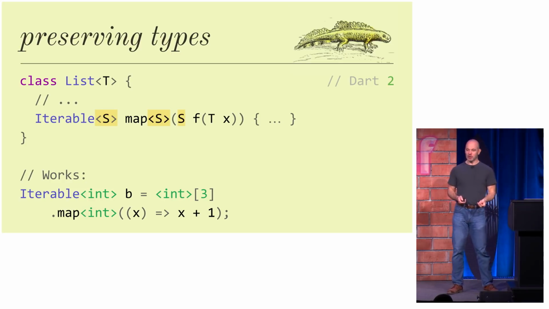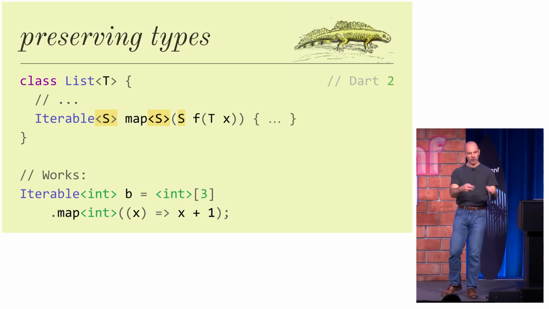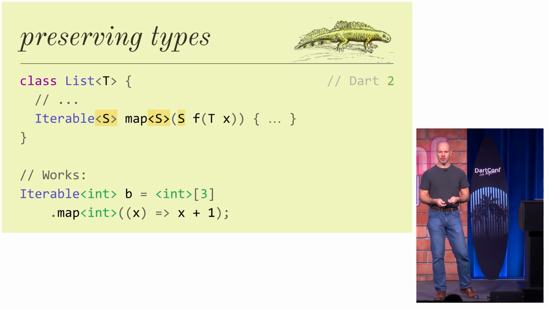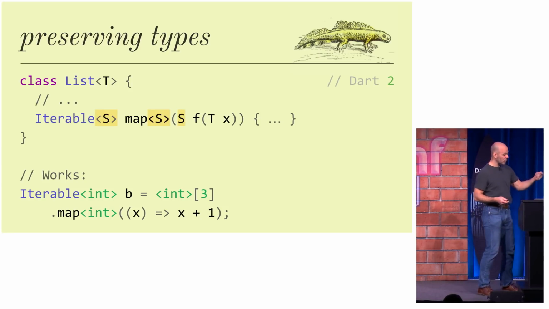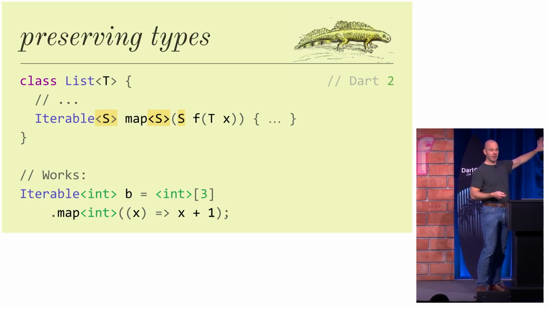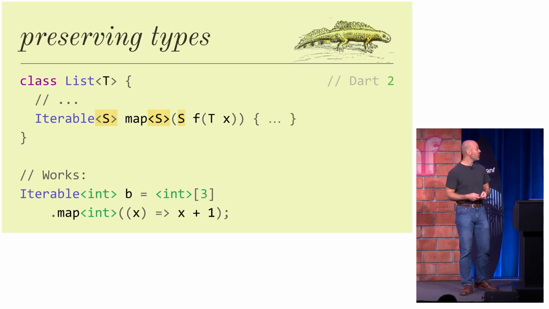The solution to this then was to change the language. If you are having trouble as a programmer preserving types across an API boundary, that means there's something in the language that is missing. So very early on in the strong mode process, we realized we needed to add generic methods to Dart, because it was the only way that we could preserve types across these API boundaries.